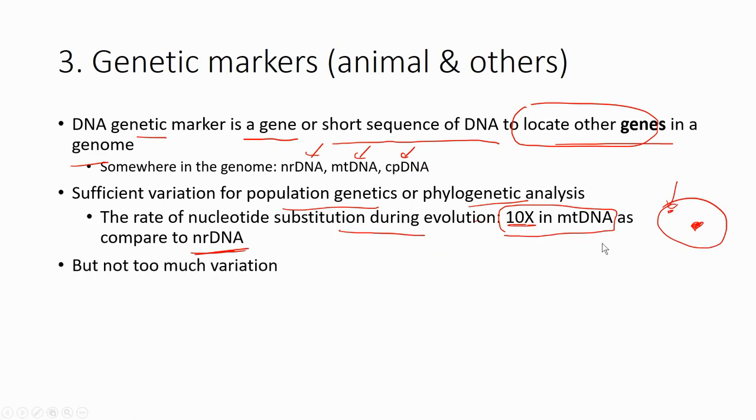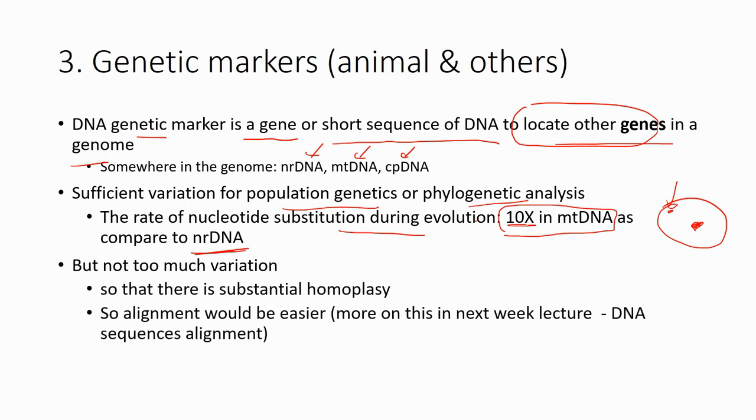But somehow you don't want too much variation, otherwise there will be substantial homoplasy and saturation in the mutation. For example, let's say the original sequence is ATCGGC. Then the next generation is ATGA, and then you have AAGA. In this case, the mutation is not too much. You can still recognize the changes: from this generation to this generation is C to A, and for this one is T to A.